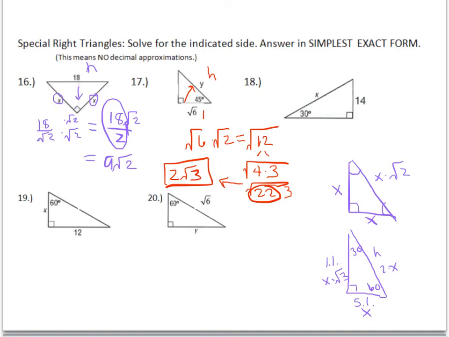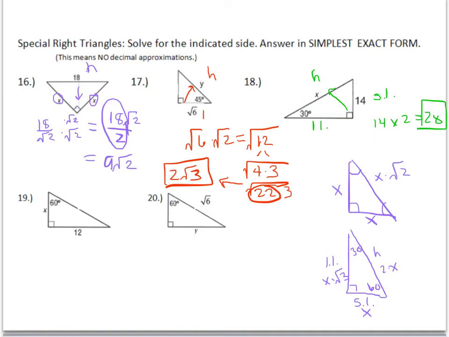Number 18, 30-60-90. This is the short leg because it's across from the 30-degree angle. Hypotenuse is across from the 90-degree angle, which means this has to be the long leg. If I have the short leg and I want to get to the hypotenuse, I multiply by 2. 14 times 2 equals 28. And that's the answer.